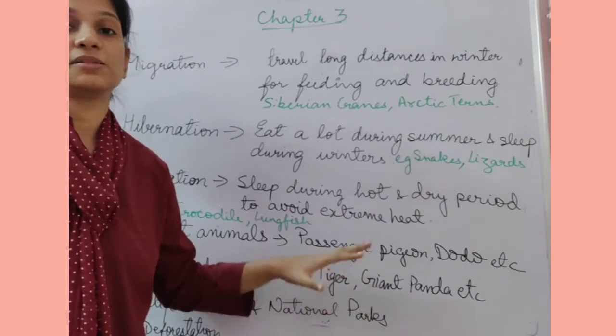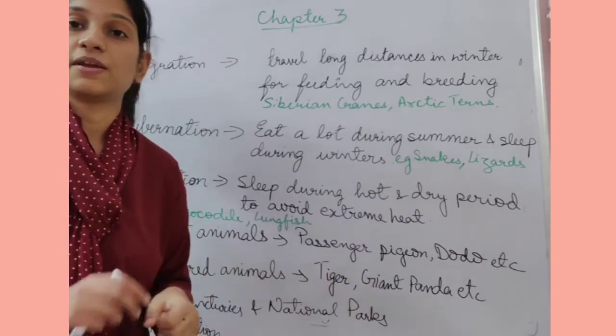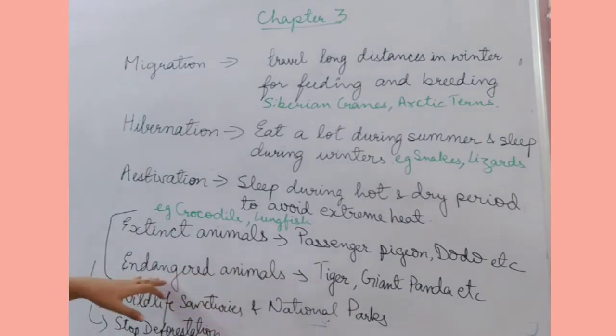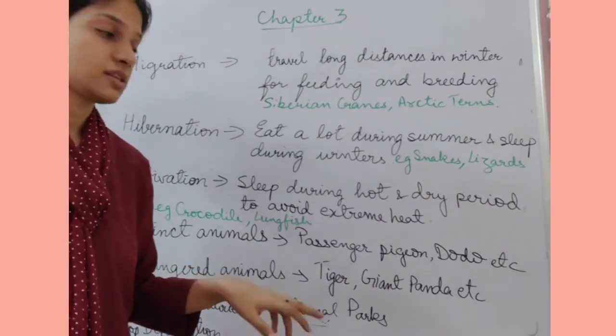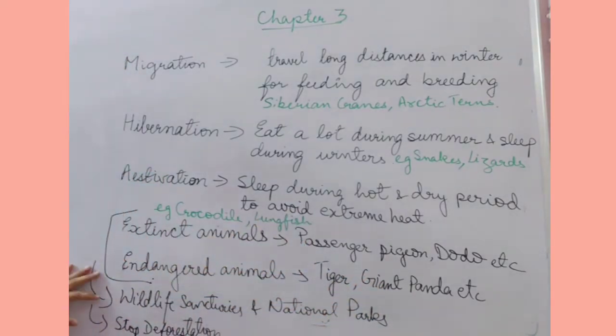If any of the animals become extinct, it affects the food chain, it affects the ecosystem, it affects everyone. So we must make all attempts to save the endangered animals. At least that's the least we can do. So what are the steps that need to be taken?